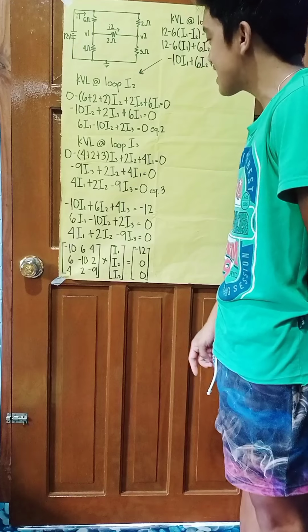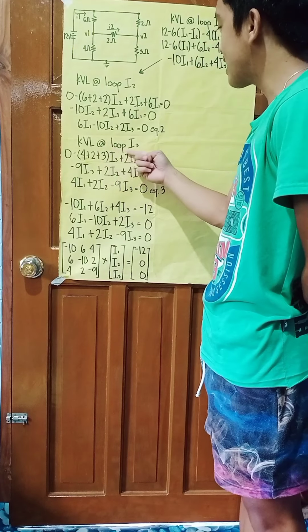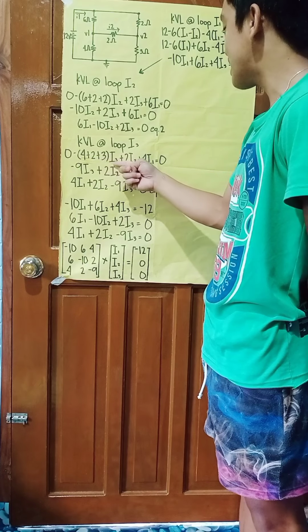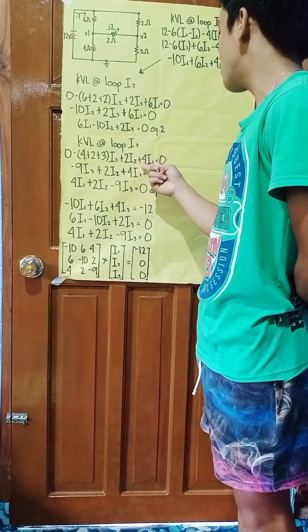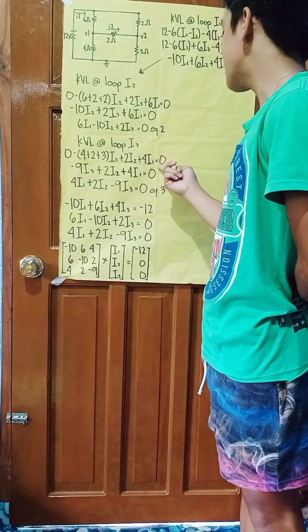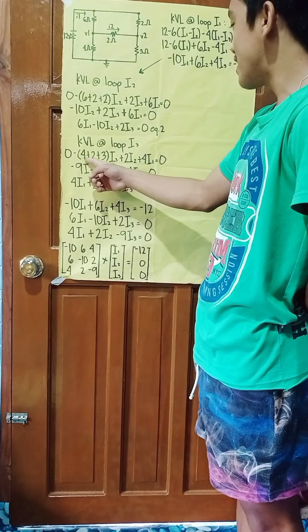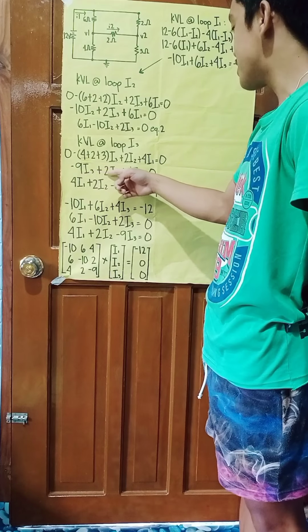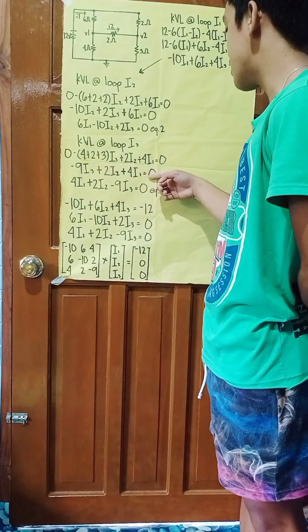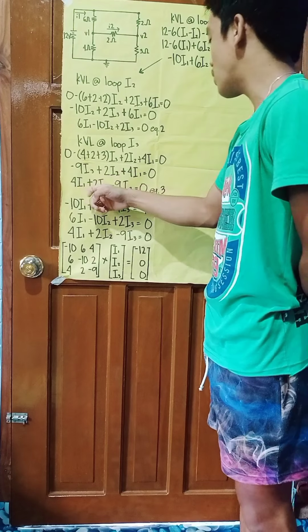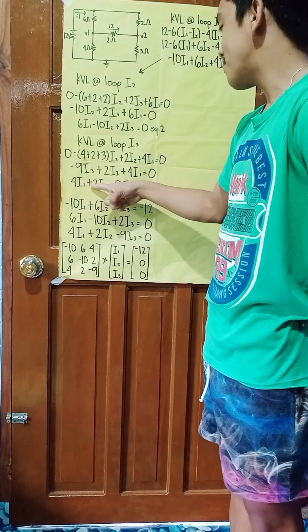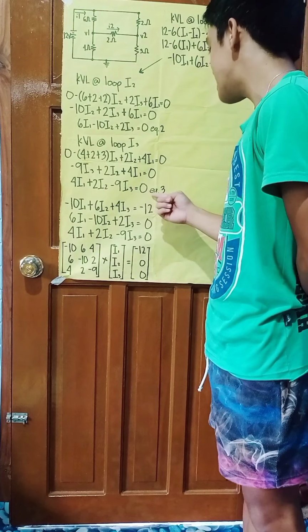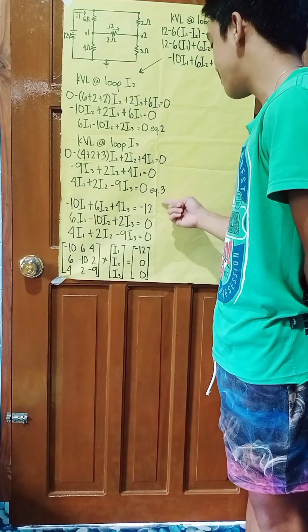So next is KVL at loop I3. So the voltage is 0 minus 4 plus 2 plus 3 times I3 plus 2 I2 plus 4 I1 equal to 0. So 4 plus 2 plus 3 times I3 is equal to negative 9 I3 plus 2 I2 plus 4 I1 equal to 0. So arrange it from I1 to I3. So 4 I1 plus 2 I2 minus 9 I3 equal to 0. So this is the equation number 3.